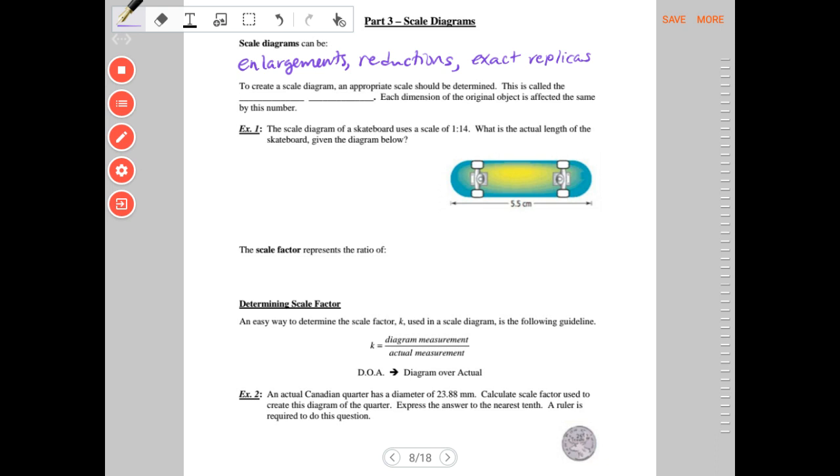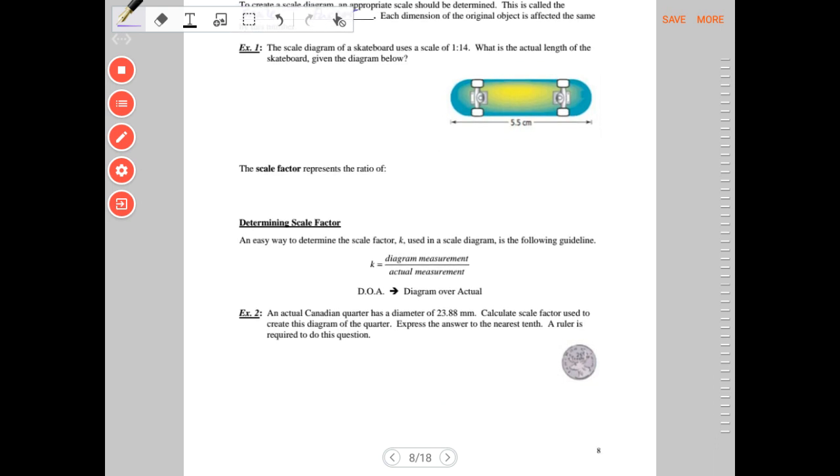To create a scale diagram, an appropriate scale should be determined. This is called the scale factor. Each dimension of the original object is affected the same by this number. So if I times one side by 3, I have to times the other side by 3 if my scale factor is indeed 3. Okay, let's take a look at an example.